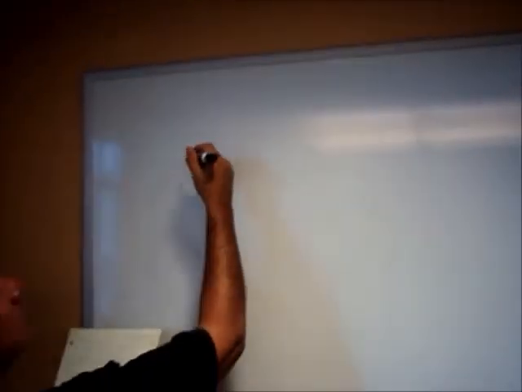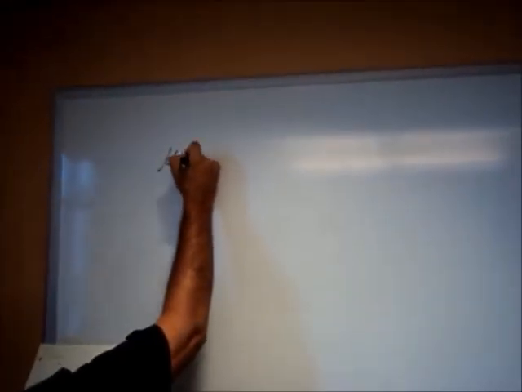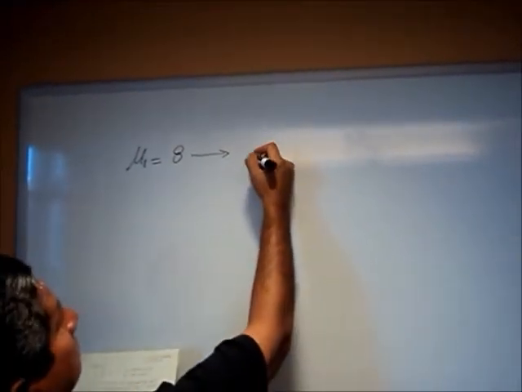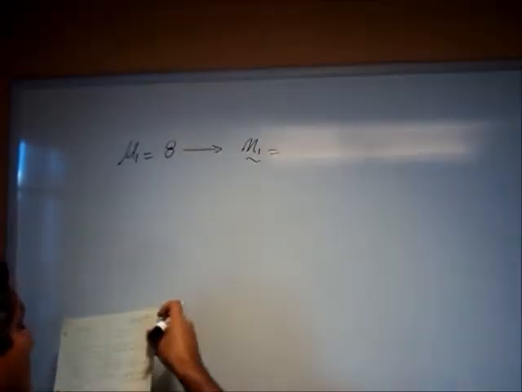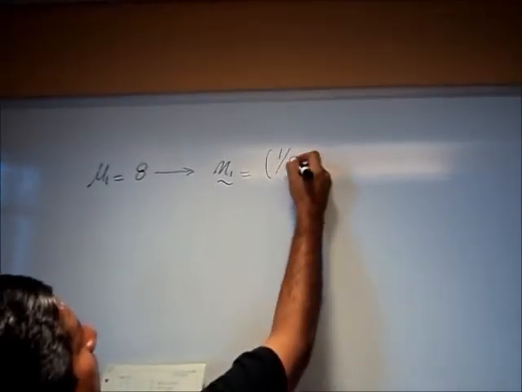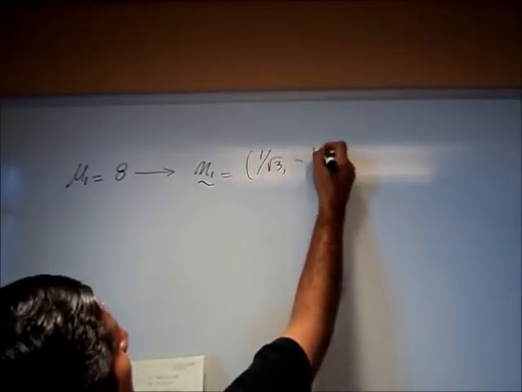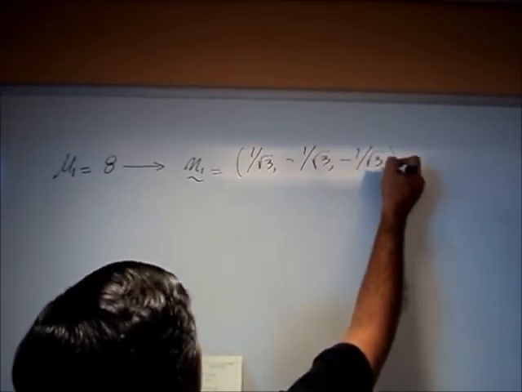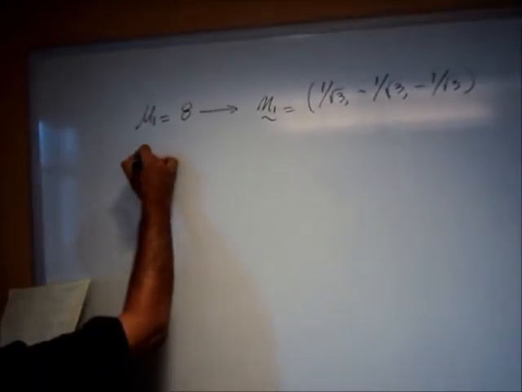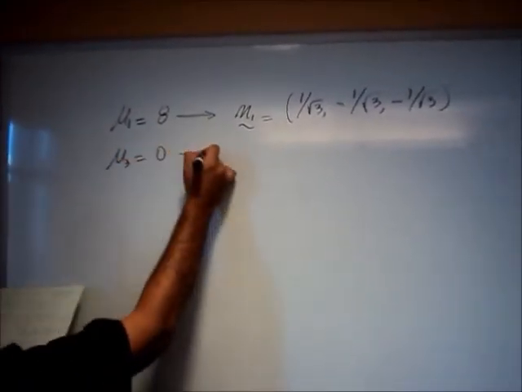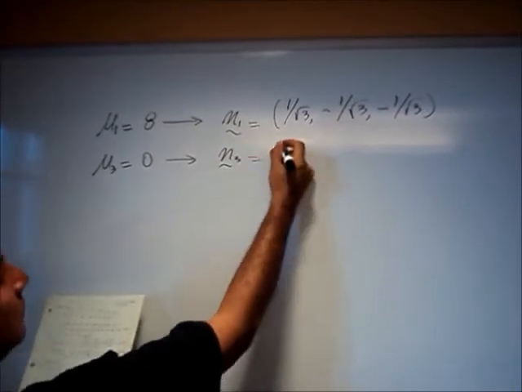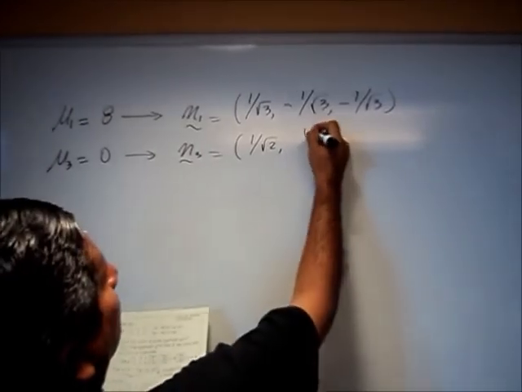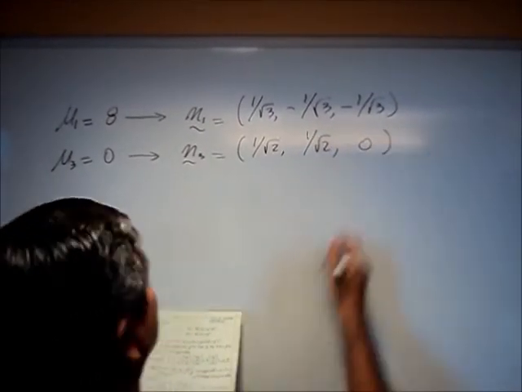So far we have found u1 equals a and its eigenvector n1 equal to 1 over square root of 3, minus 1 over square root of 3, minus 1 over square root of 3. And also for u3 equals 0, we found n3, which is 1 over square root of 2, 1 over square root of 2, 0.